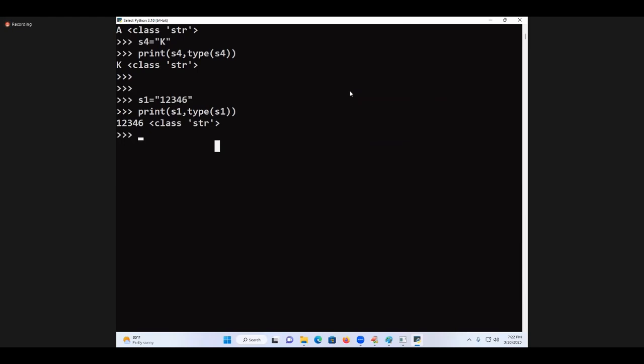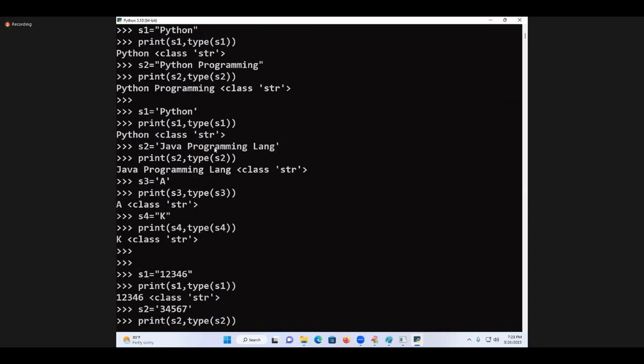But read the Python notes. Can we move forward? Yes. Shall I? 1, 2, 3, 4, 5, 6. Can I treat this as a string? You are right. S2 is equal to, I will write 3, 4, 5, 6, 7. Now print what? S2. So what is this now? Also STR. Can I write numbers within the double quotes? Yes. Can I write characters inside the double quotes?